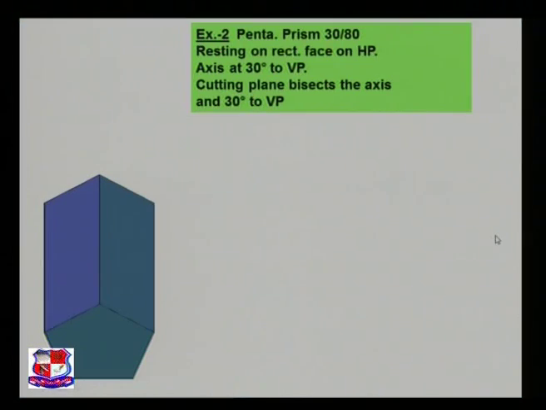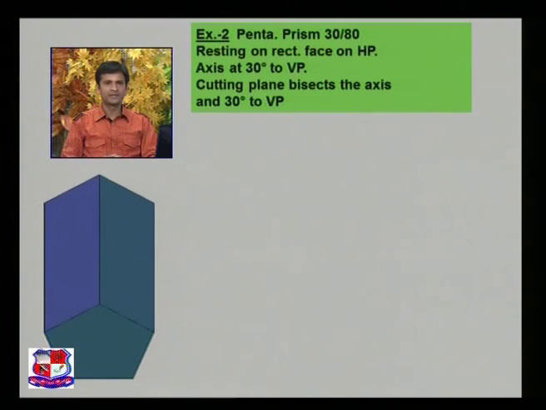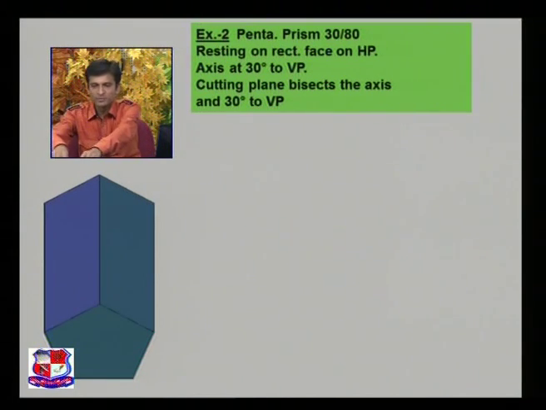So first we write the short data. This is a brief data. Pentagonal prism, 30 mm side length, 80 mm height, resting on its rectangular face on HP, axis 30 degrees to vertical plane, and cutting plane bisects the axis and is 30 degrees to VP. This is the position of the cutting plane given in the data. So let me draw this problem.